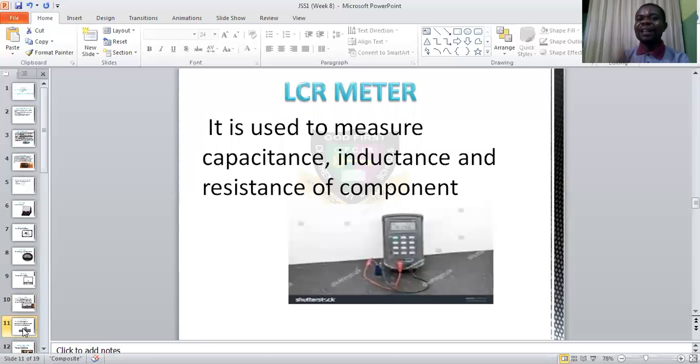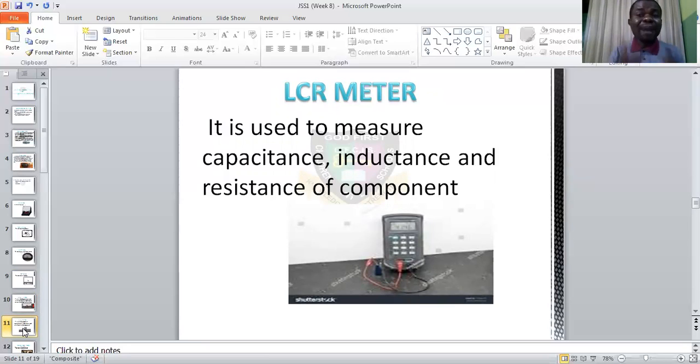Then the LCR meter. This one is like the multimeter too. Remember, the multimeter could be used to measure resistance, voltage, and current. That is for ampere. They can do the work of an ohmmeter, the work of an ammeter, and the work of a voltmeter. But this one will measure inductance, capacitance, and then resistance.